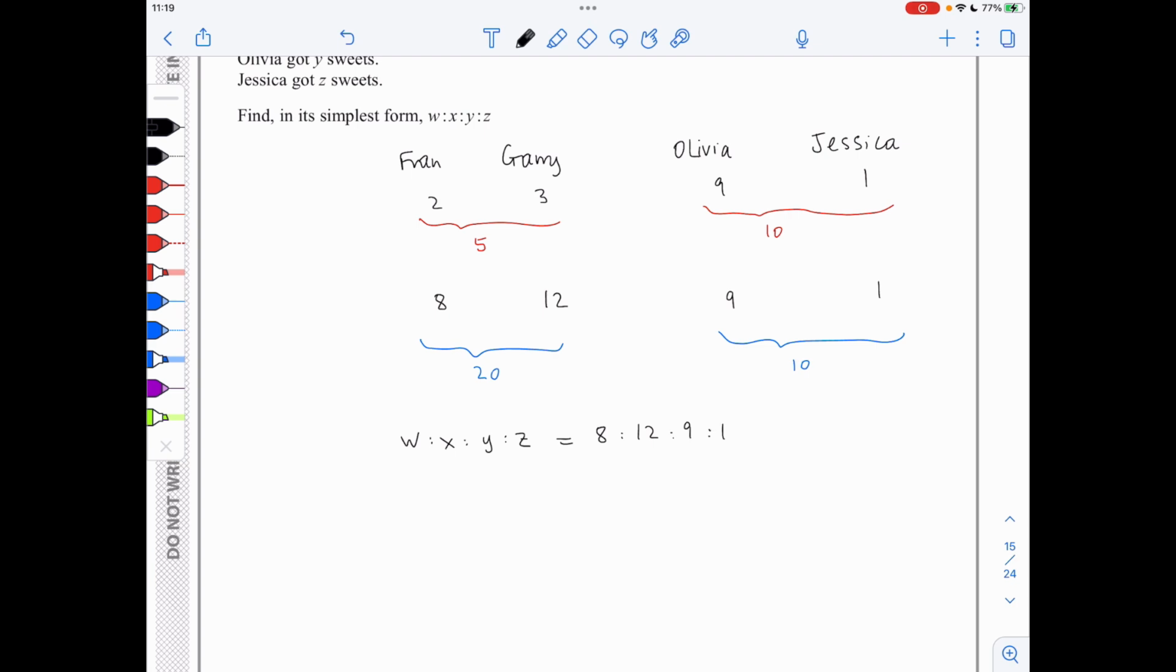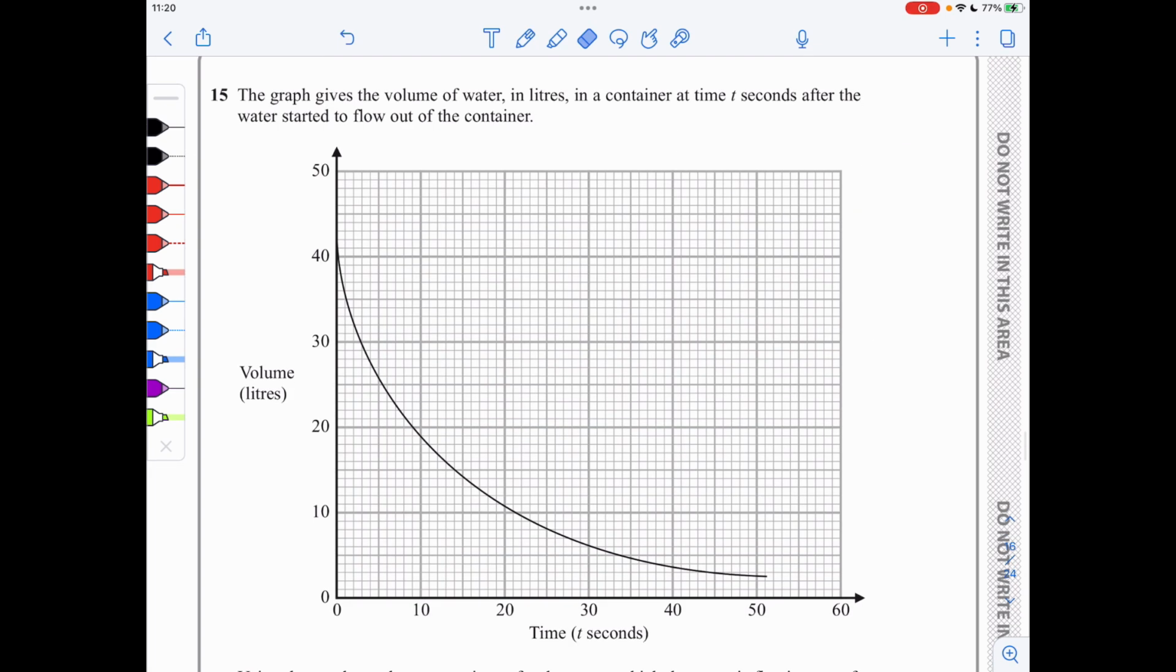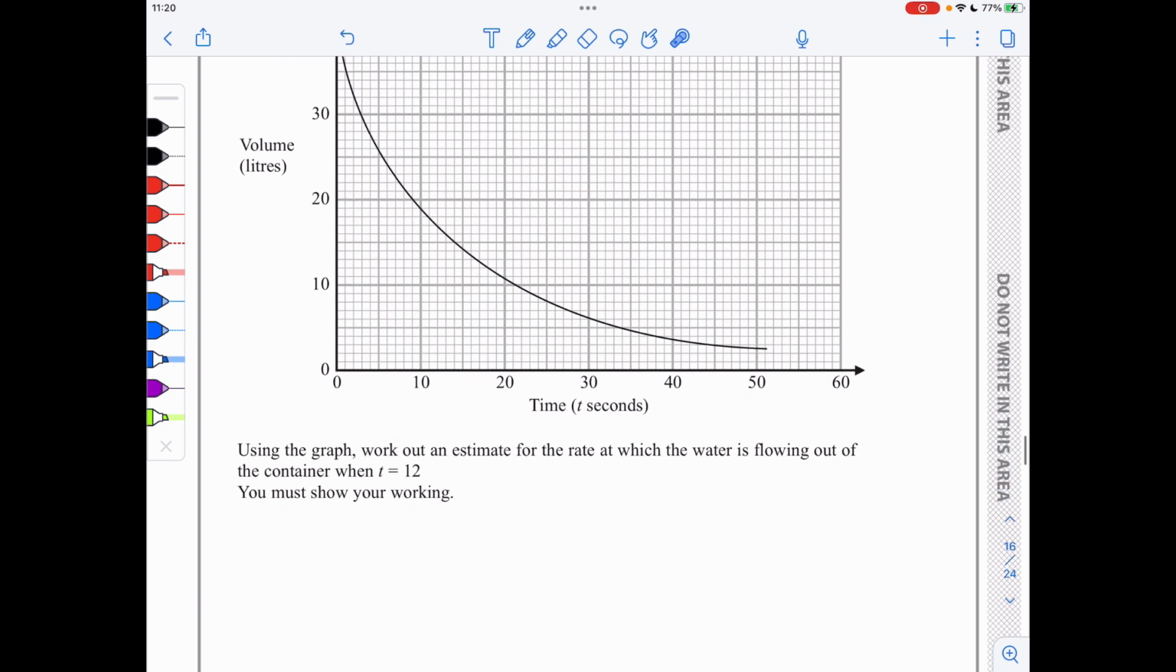In question 15, we have the graph of the volume of water in liters in a container t seconds after it started flowing out of this container, and we are asked to work out an estimate for the rate at which the water is flowing out when t is 12. So when t is 12, we are here. So to work out the rate, this means we need to draw the tangent at this point. This should be a line that touches this point.